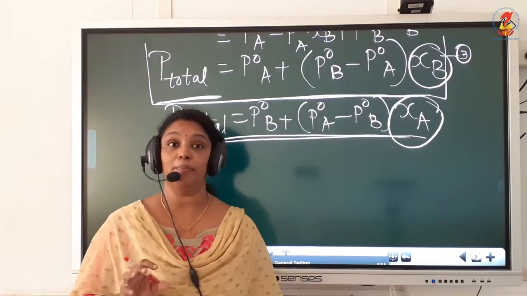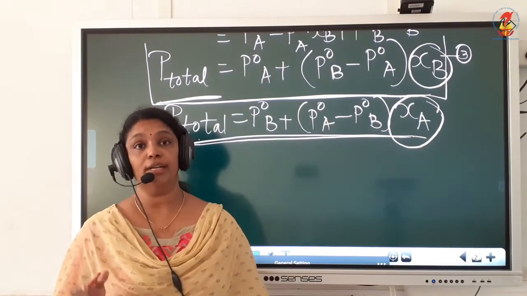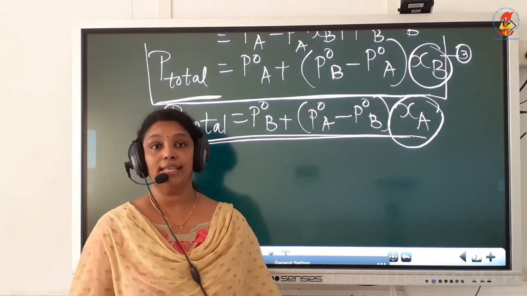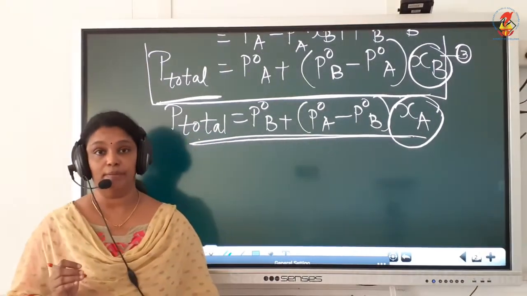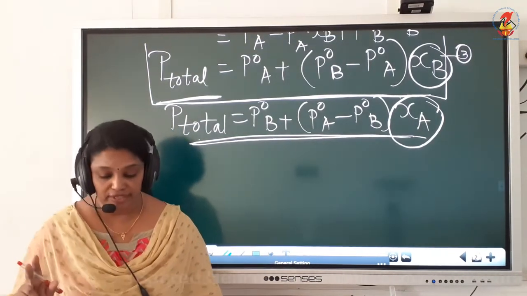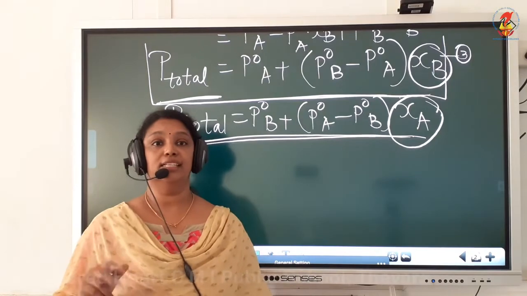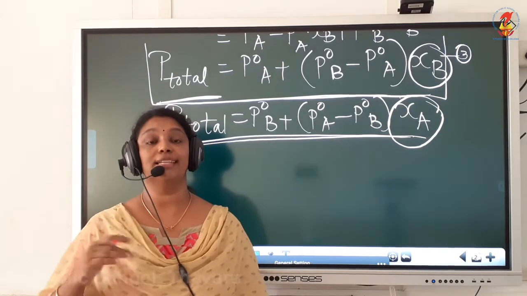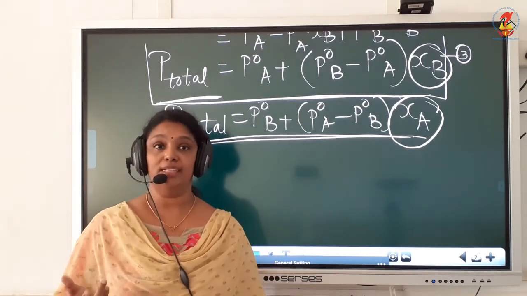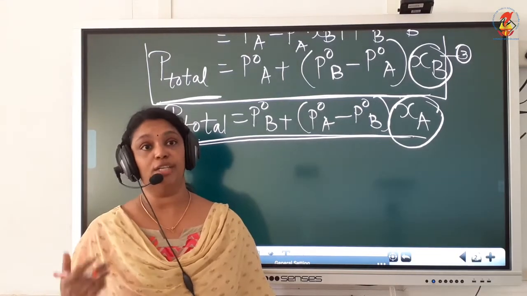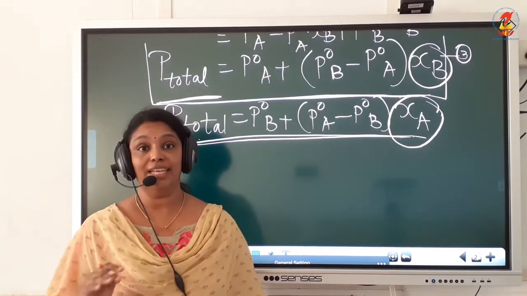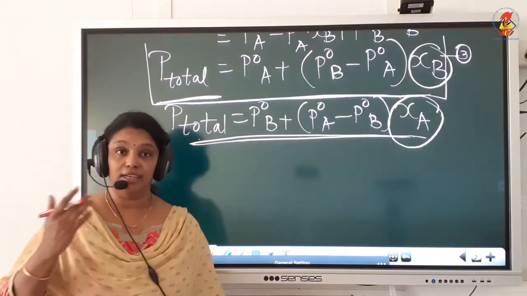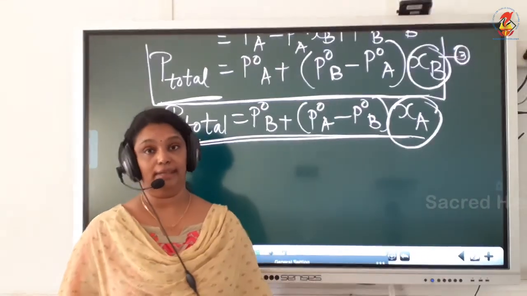That is, the total vapor pressure of a solution will depend upon the mole fraction of the component that is more volatile. Now, the second conclusion is that the vapor pressure varies linearly with the mole fraction of the component that is more volatile. That is our Raoult's law. That is, vapor pressure is directly proportional to mole fraction. Means as vapor pressure increases, mole fraction increases. That is, the vapor pressure varies linearly with mole fraction of the component that is more volatile.